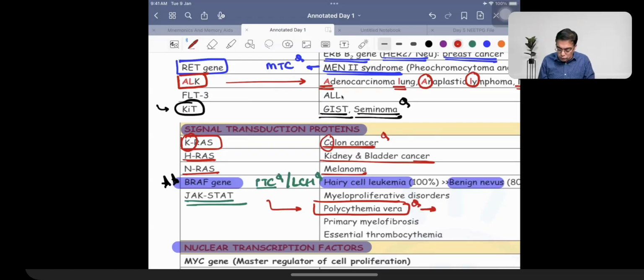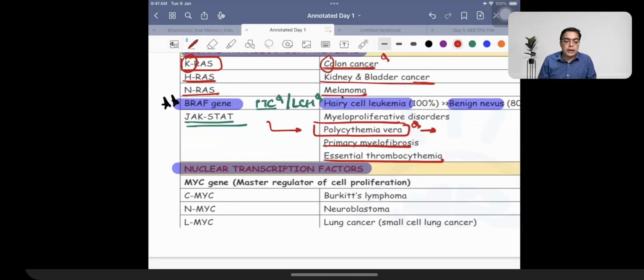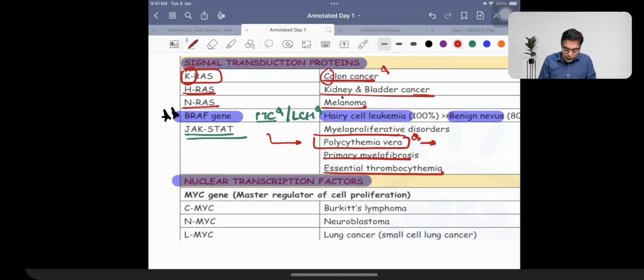Next we have to talk about primary myelofibrosis and ET, where this particular mutation can also be seen. Then we are going to be talking about nuclear transcription factor. Very very important. MYC, you have to go and read for the exam.